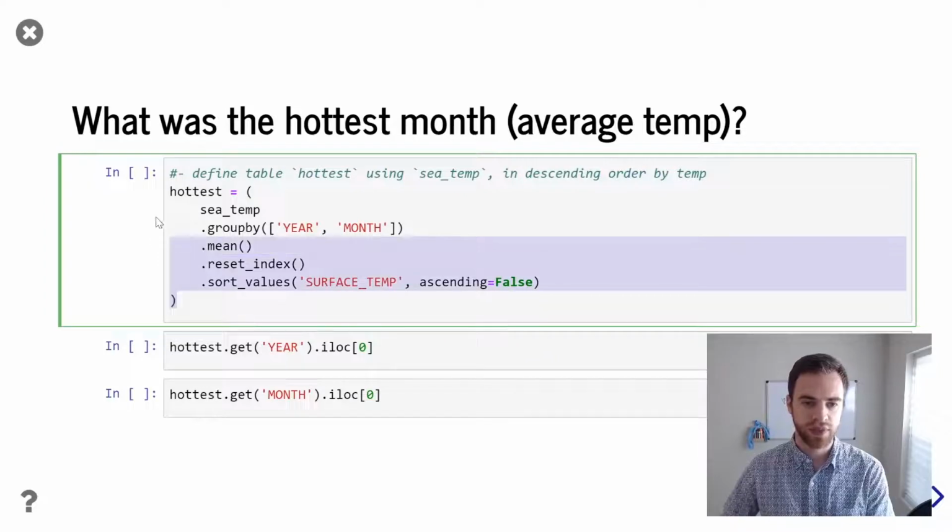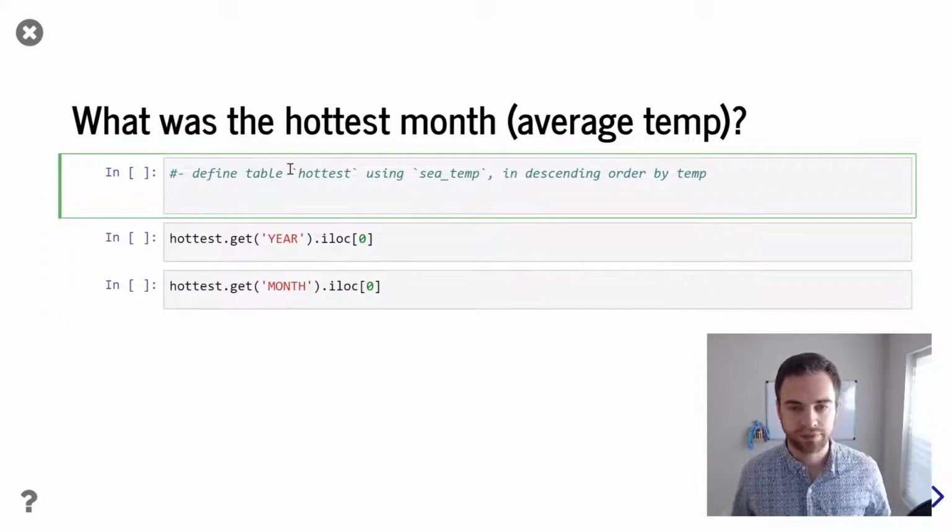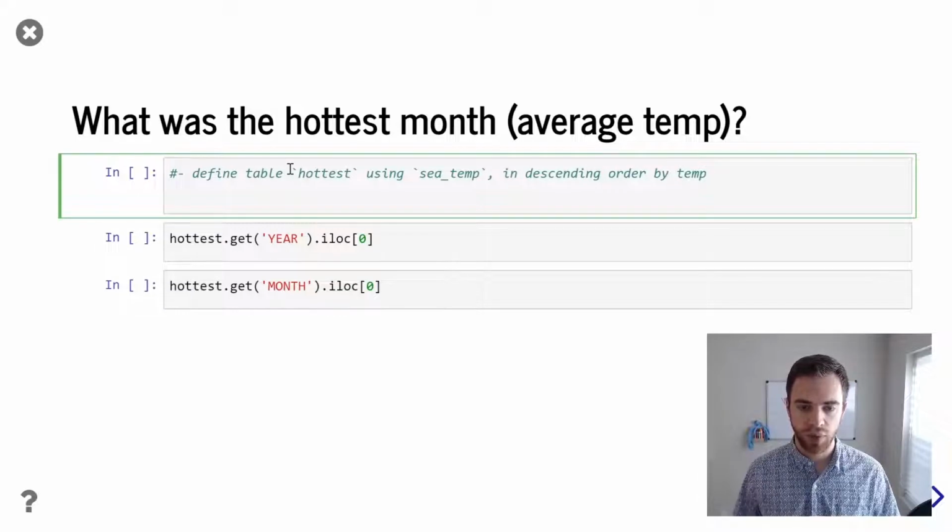Okay, so I'm going to delete this code so we can just write it out and understand it better. So I'm going to create a table called hottest using ctemp in descending order of temperature. That's the note to myself. So what is the hottest month on average? So the first thing I want to do is group by here because I want to compute something for every month.